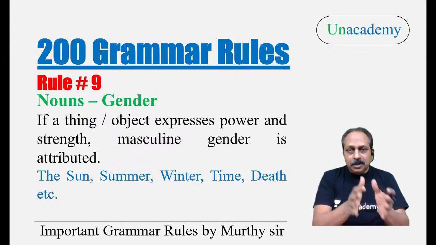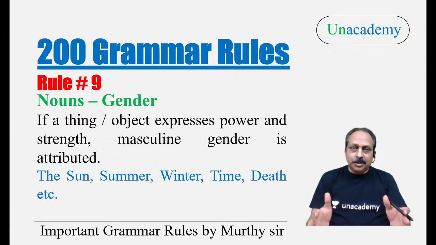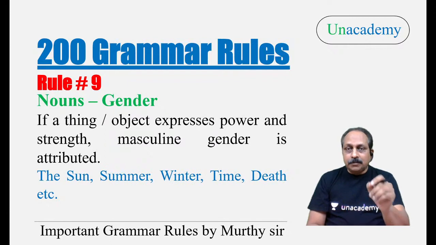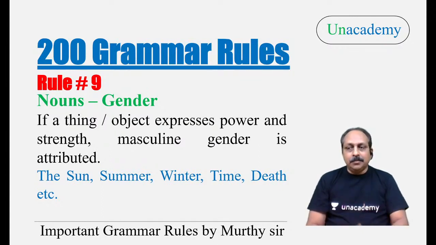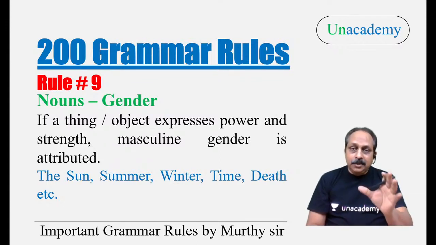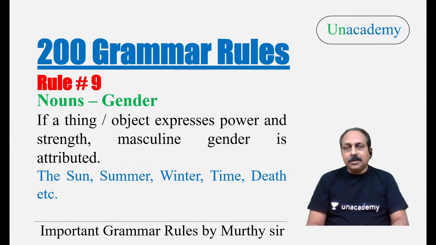When it comes to neuter gender, which goes with things or objects, we should not use he or she. But there's an exception that is important from the exam point of view. What is that exception? If a thing or object expresses power and strength, masculine gender is attributed. Here, first you have to learn the rule, then you have to memorize the examples. That is very important. So I will repeat the rule. If a thing or object expresses power and strength, masculine gender is attributed. What are the examples? The sun, summer, winter, time, death. All these are very powerful.